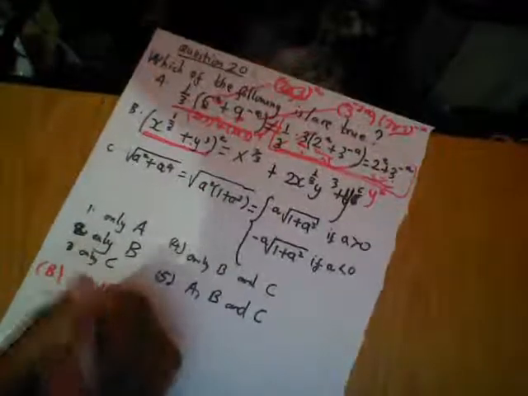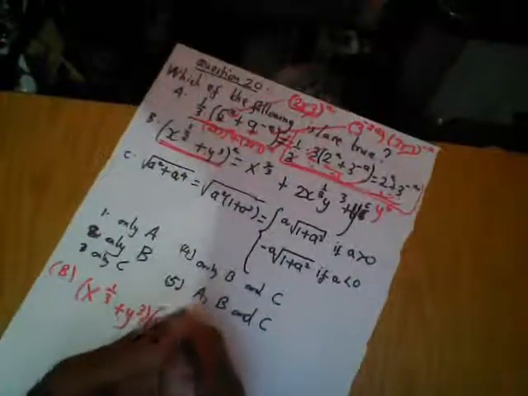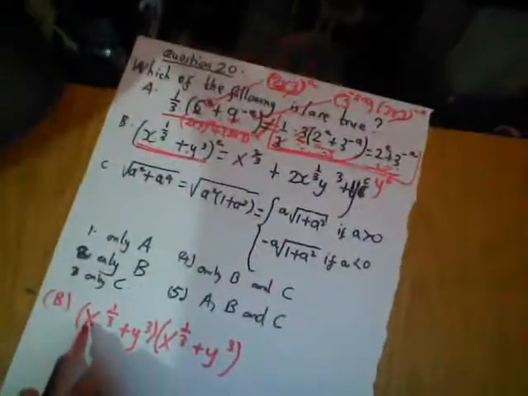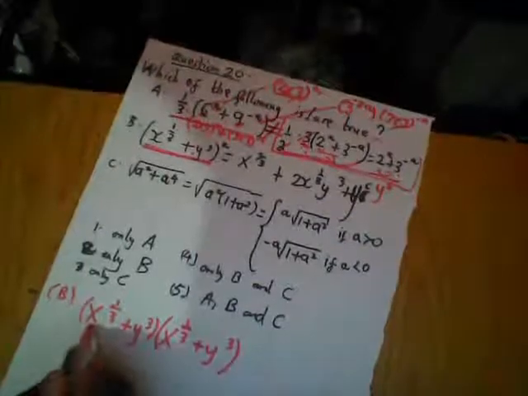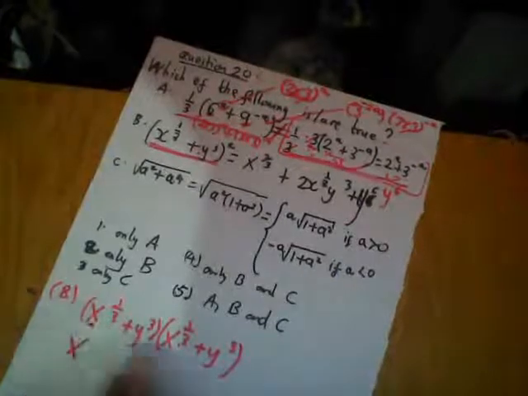x^(1/3) plus y^3, and then square. Square means I'm going to multiply by the same thing, x^(1/3) plus y^3. Cube also means the same thing times the same thing. So let's multiply now. x^(1/3) times x^(1/3) is going to be x. So we know, whenever we have the same number, what happens now? If somebody gives you a^x times a^x.